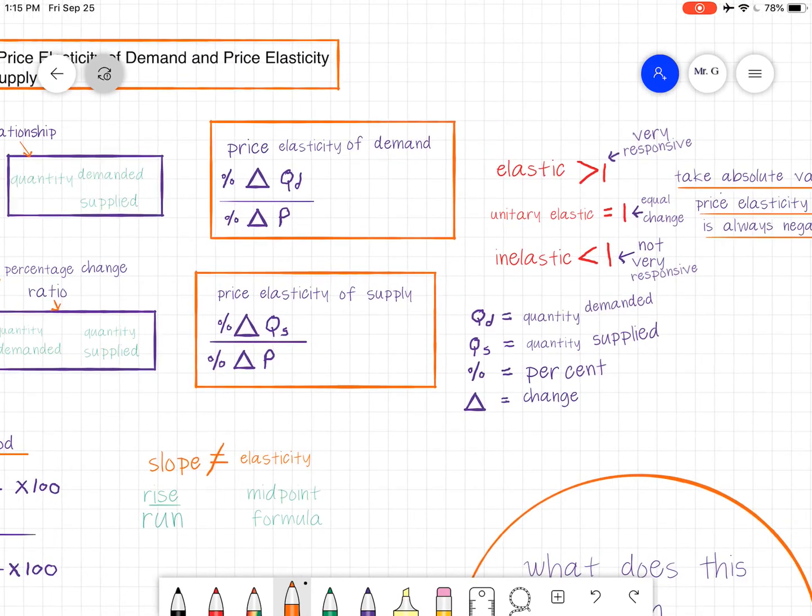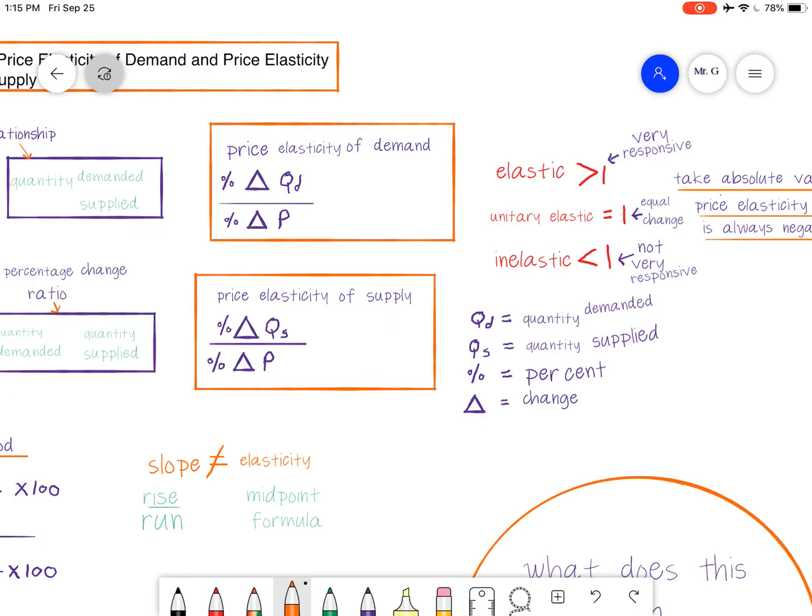And to do that, we're going to have to go over a formula. So I have here price elasticity of demand, percentage change in quantity demanded over percentage change in price. The triangle is representing change, percentage change. QD is quantity demanded, percentage change in price. So that's the top one. And then the bottom, percentage change in quantity supplied over percentage change in price. So those are essentially what we need to calculate in order to do this. And we'll go through a little bit more in the formula in a moment.